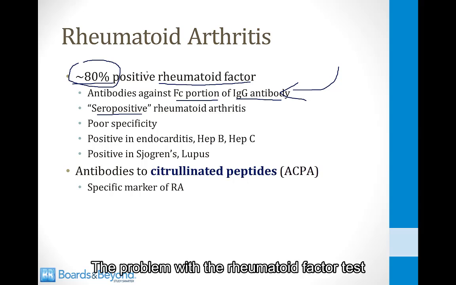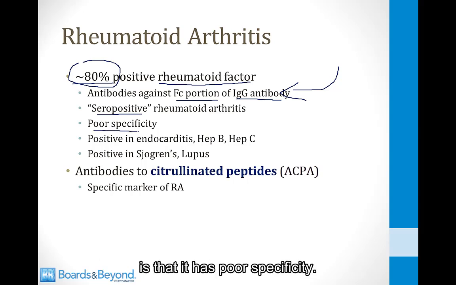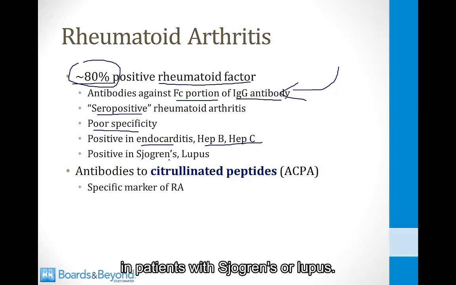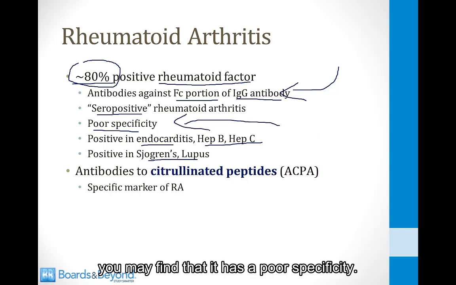The problem with the rheumatoid factor test is that it has poor specificity. It can be positive in a number of conditions other than rheumatoid arthritis. Patients with endocarditis can have a positive rheumatoid factor, same for patients with Hep B or C. You can also find rheumatoid factor antibodies in patients with Sjogren's or lupus. So depending on the population in which you use the test, you may find that it has a poor specificity.